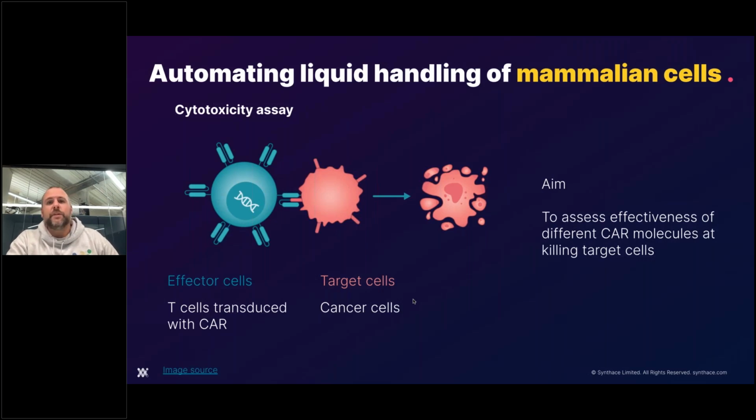In this instance, we wanted to assess the effectiveness of different CAR molecules in targeting T cells to kill cancer cells. To do this, the different cell effector batches need to express the same level of CAR molecules on their surface in order to allow for a direct comparison between them once they're incubated with the target cell. We wanted to transfer the currently manually executed assay to one that uses automation and a liquid handler.